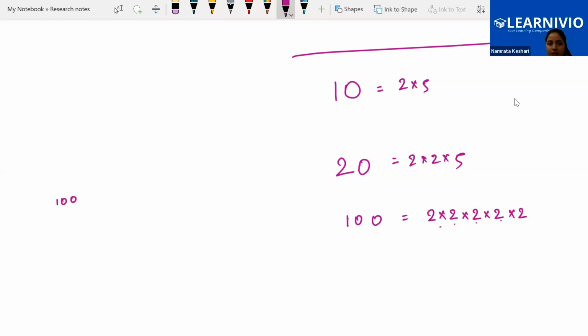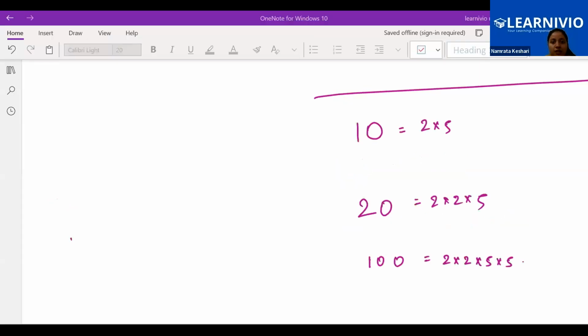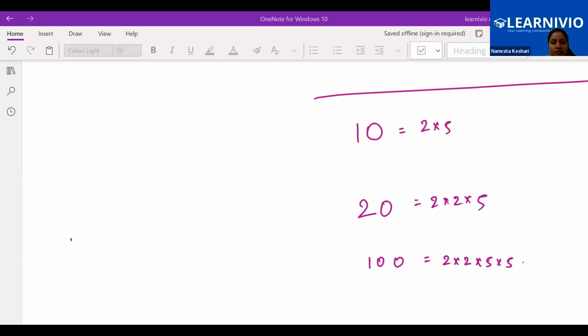Please check it. What are we going to get out of this? It's going to be 2 into 2 into 5 into 5. It will be 2 into 2 into 5 into 5. Yes, rest of the students, are you getting the same? Aisha, Abdul, Ifra, Shadin, Sumaya. Everyone is getting the same.